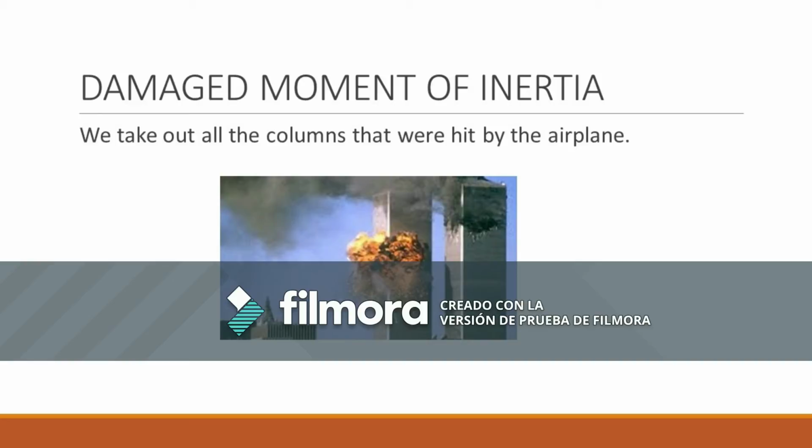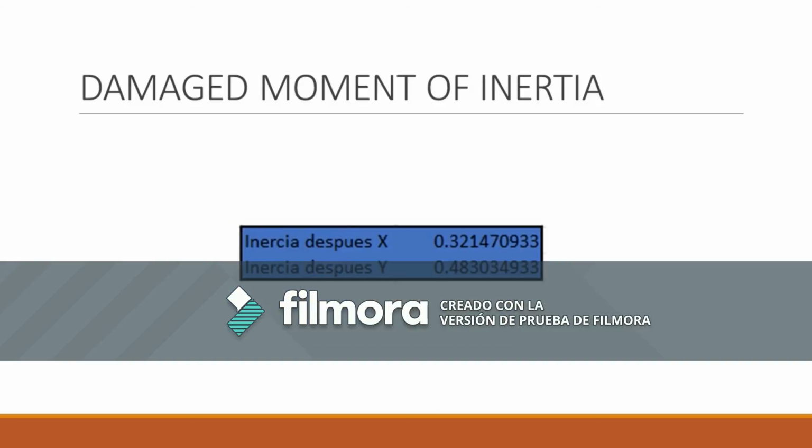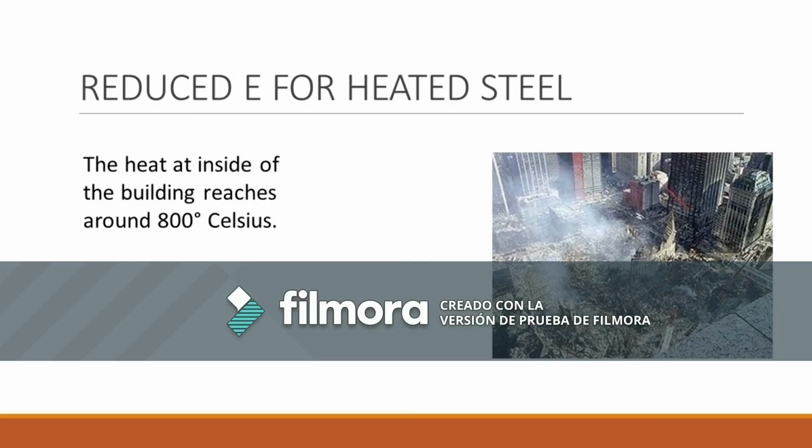For the damaged moment of inertia, the only thing that we did was to take out all the columns that were hit by the airplane and the ones that fell down by the impact, and calculate again the moment of inertia, but this time multiplying by the amount of columns that remain intact after the impact. And that should be the new moment of inertia.